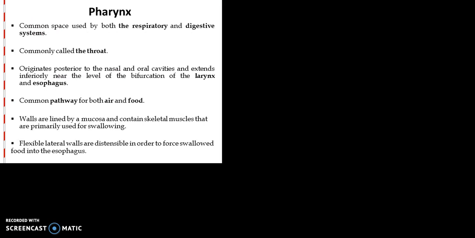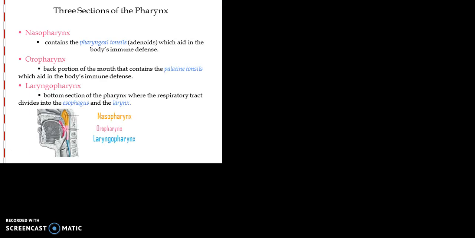Pharynx, a common space used by both the respiratory and digestive systems, commonly called the throat, originates posterior to the nasal and oral cavities and extends inferiorly near the level of bifurcation of the larynx and esophagus. This is a common pathway for both air and food entry. Walls are lined by a mucosa and contain skeletal muscle that is primarily used for swallowing. Flexible lateral walls are distensible in order to force swallowed food into the esophagus by peristalsis movement.